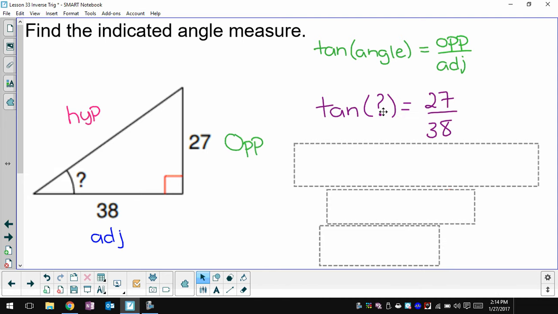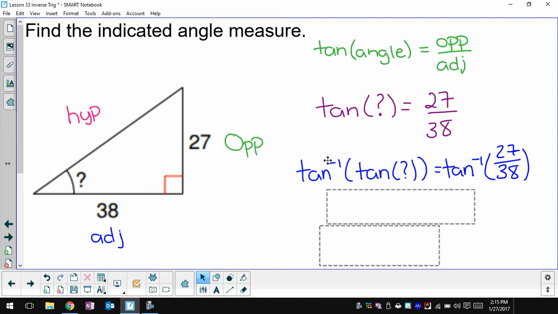Question mark represents my angle. 27 is my opposite side, 38 is my adjacent. So there's a function called tan inverse. It looks like tan to the -1 power. It's going to undo the tangent function. They're opposites. They cancel each other out.